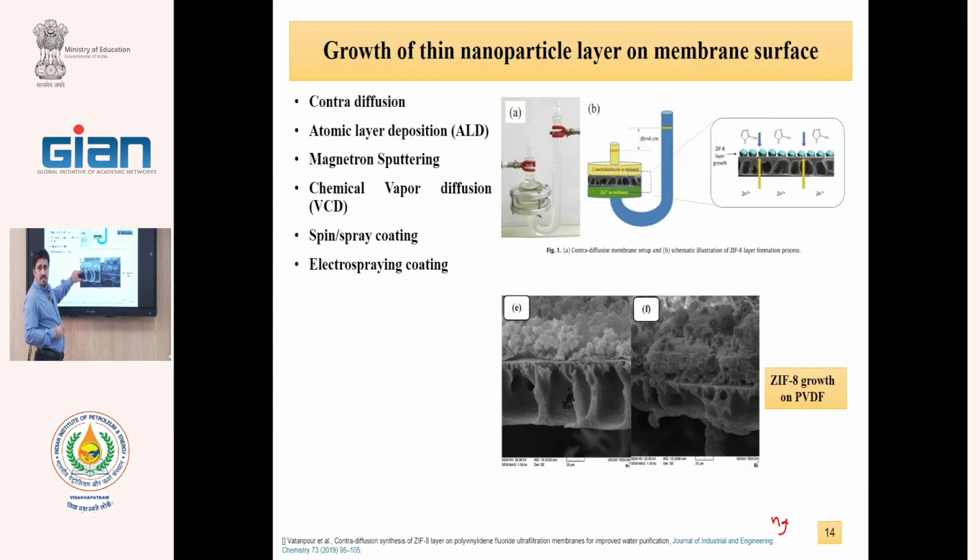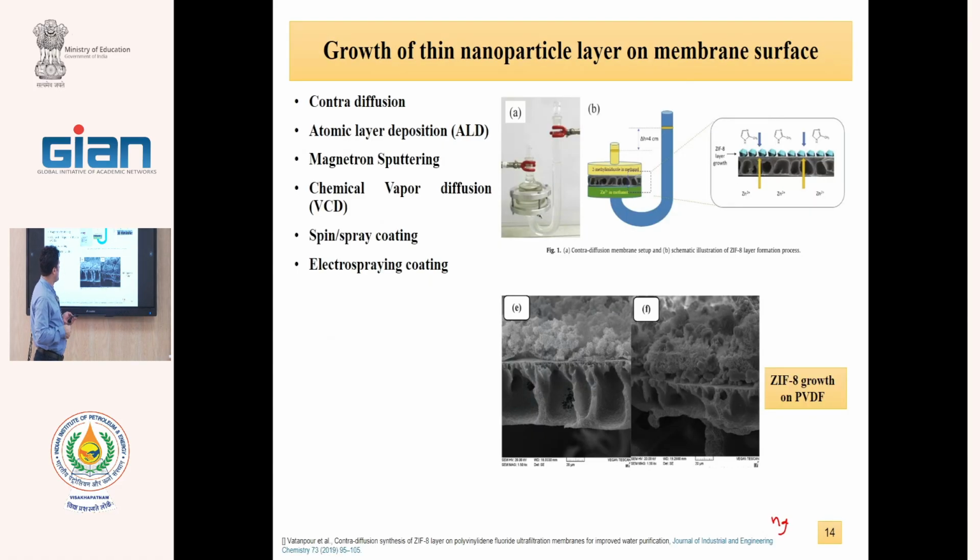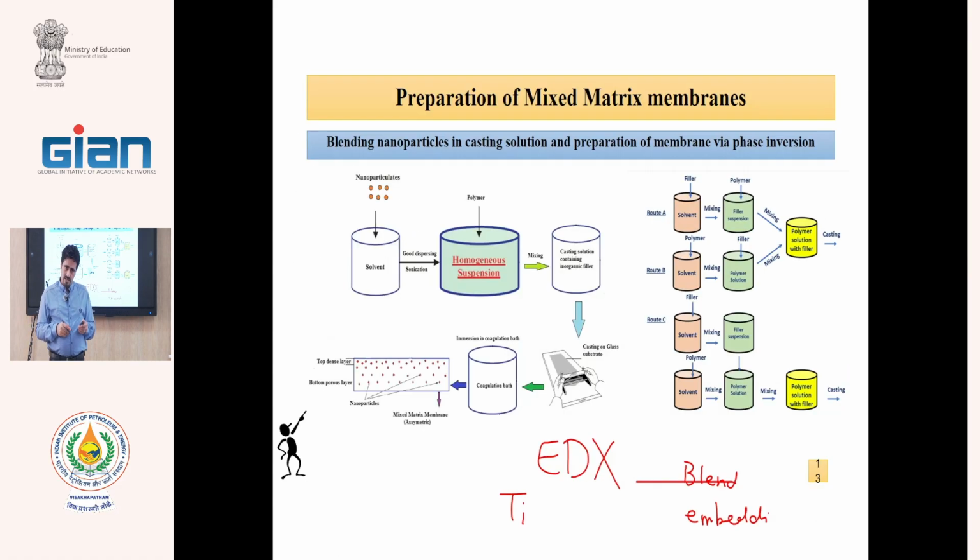For example, when we have this membrane, it shows that the density of the titanium in the top layer is higher than in the bottom layer. This shows that most of the titanium migrates to the surface, and we know that the surface layer is important. Therefore, in this technique, we have migration of the nanoparticles to the surface.